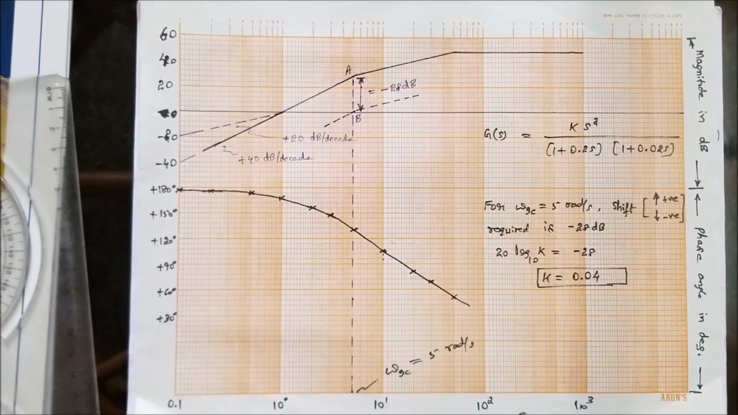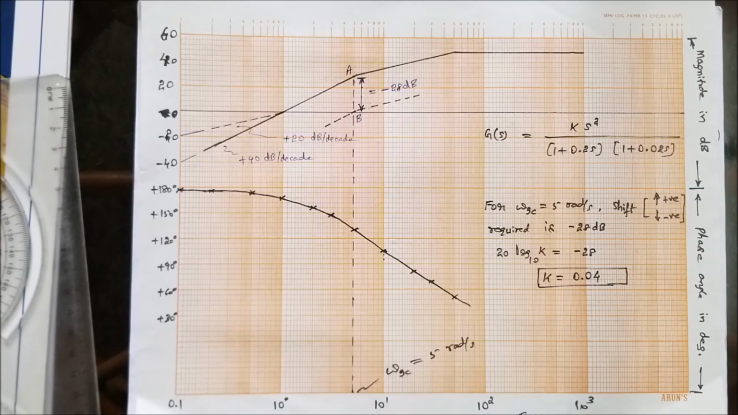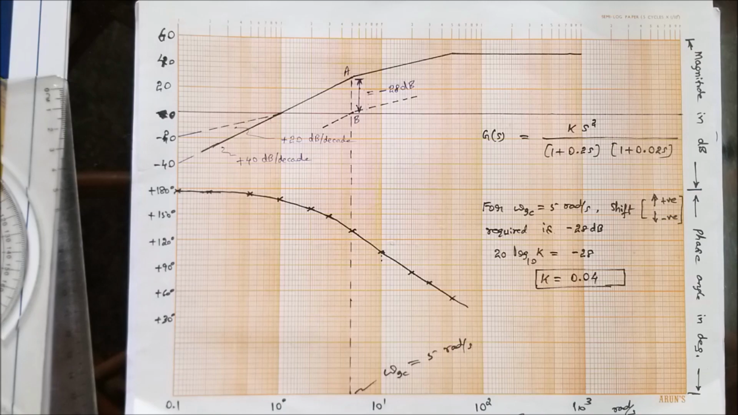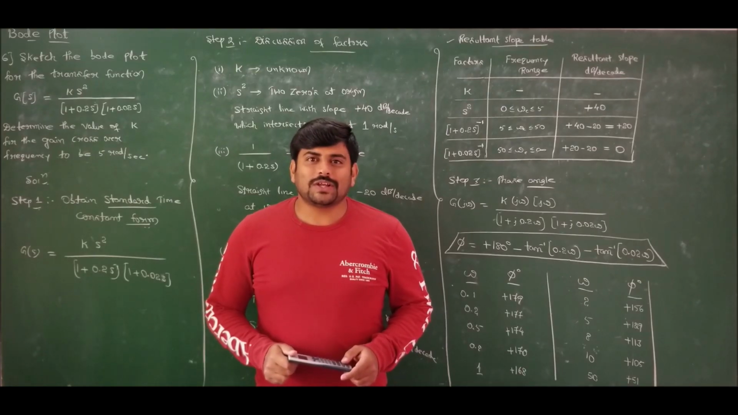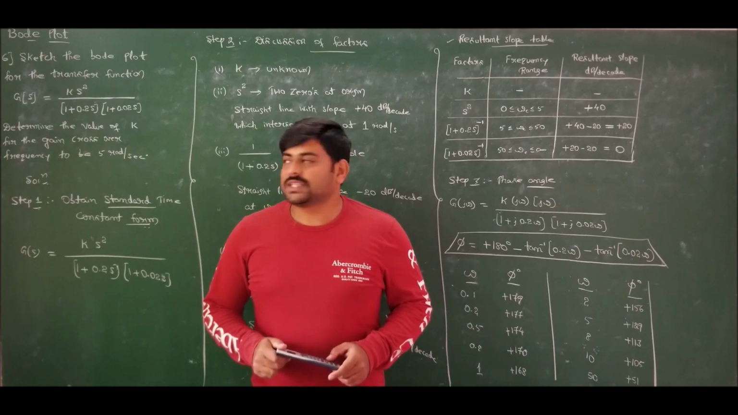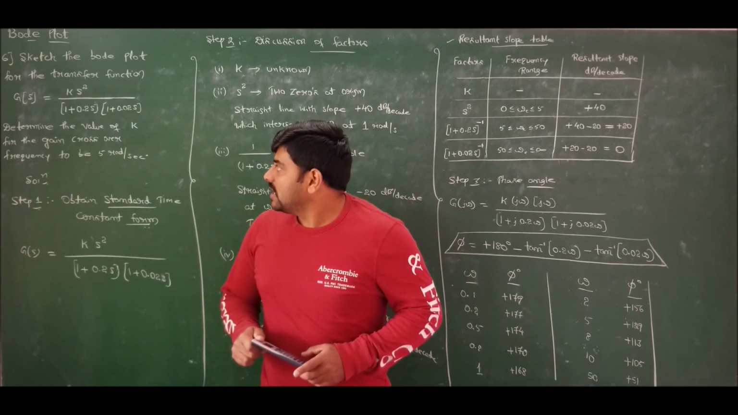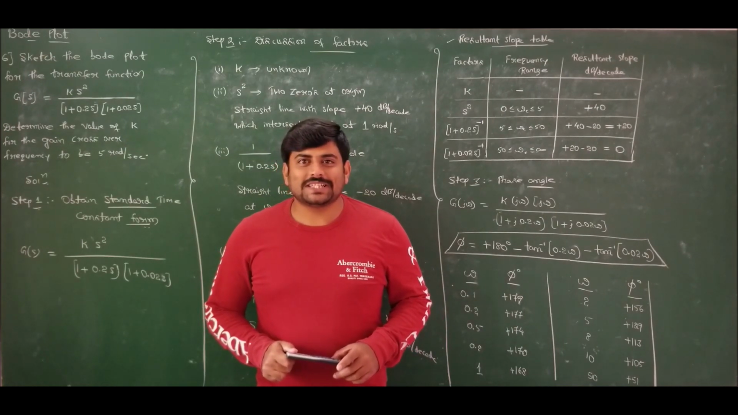Here we have frequency in radians per second. This is the complete solution of problem number 6, wherein we have calculated the value of k for a gain crossover frequency of 5 radians per second.